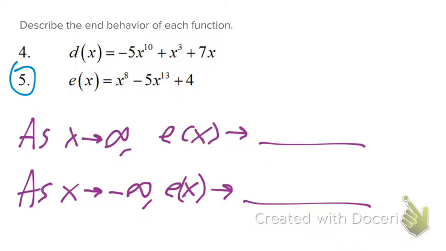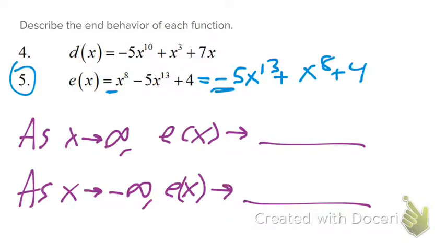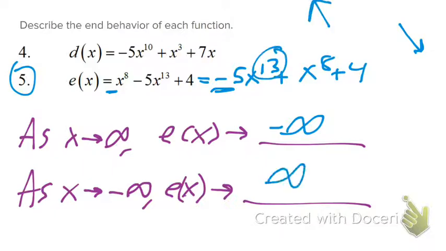Okay, so e of x looks like a positive leading coefficient, but you make sure you put that in standard form. If you were to write this in standard form, negative 5x to the 13th would be the first term. So the leading coefficient would be negative. So as x approaches infinity, e of x approaches negative infinity, so it's going to go down to the right. And then since the degree is odd, it's going to go in the opposite direction to the left. So as x approaches negative infinity, e of x approaches infinity.